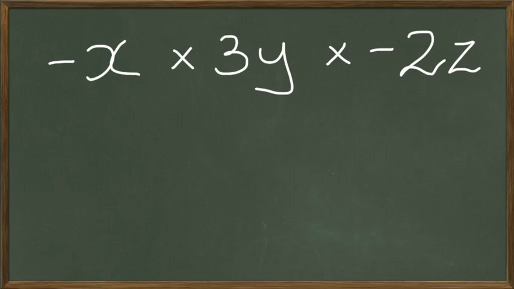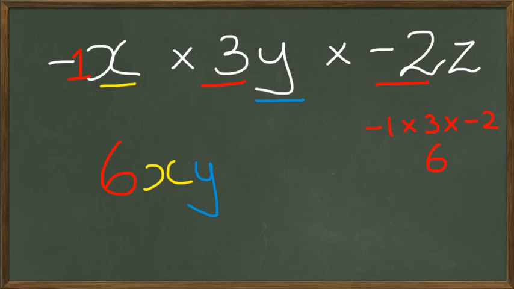Now remember that negative x is the same thing as saying negative 1x. So you've got negative 1 times 3 times minus 2. So negative 1 times 3 times minus 2, which is equal to positive 6. So your numbers, all three numbers multiplied, is 6, and then you're just left over with your xyz. There we go. That's our final answer.